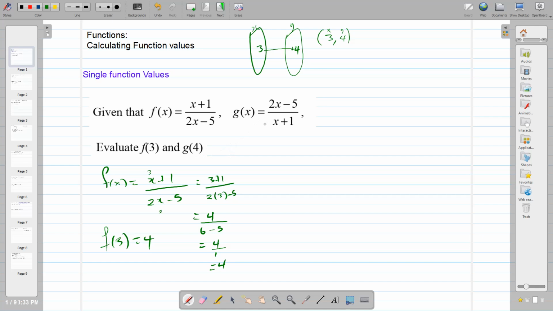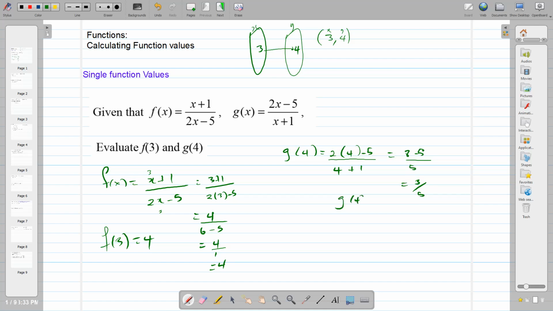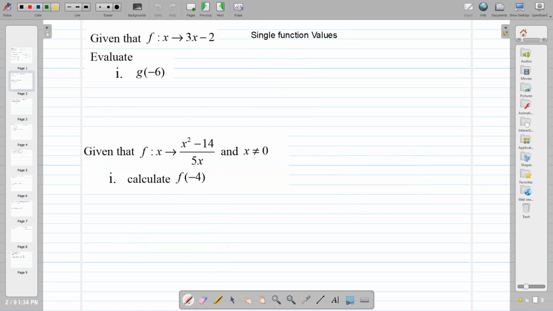All right, so let's look at the next one. g of 4 means we're going to put 4 into this function wherever the x is. So x is here and here, so 4 goes here and here. So g of 4 becomes 2 times 4 minus 5 over 4 plus 1, which gives us 8 minus 5 over 5, which gives us 3 over 5. So g of 4 is equal to 3 over 5. Let's practice with some more examples and see how this works out.